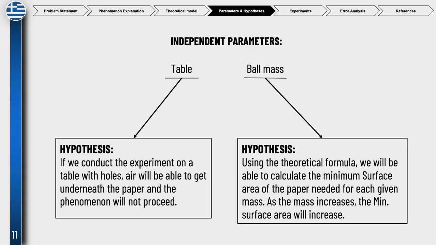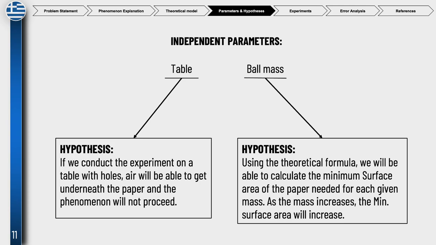Now, I believe we have to say a few things more about the independent parameters. We have the table and the ball mass, as mentioned. So the first hypothesis regarding the table being the independent parameter: we believe that if we conduct the experiment on a table with holes, air will be able to get underneath the paper and the phenomenon will not proceed.